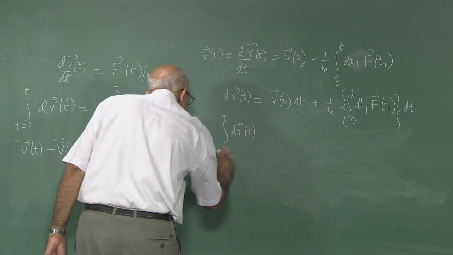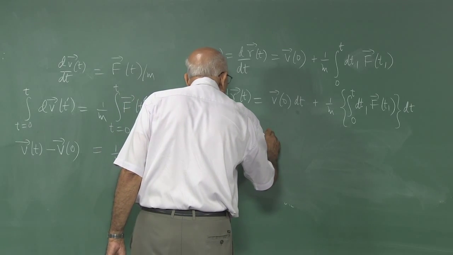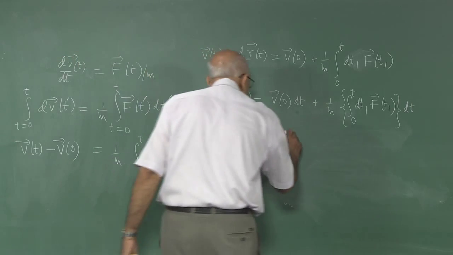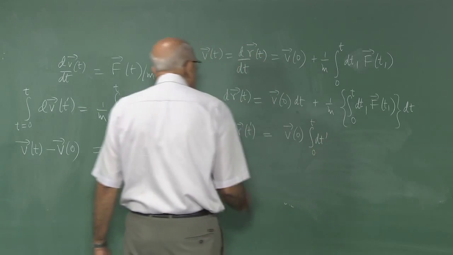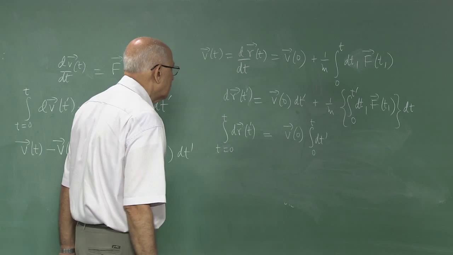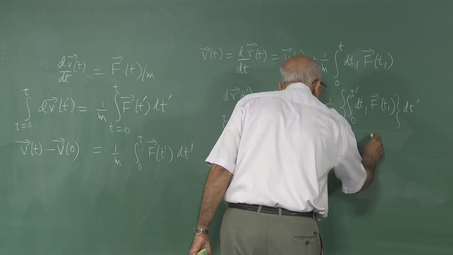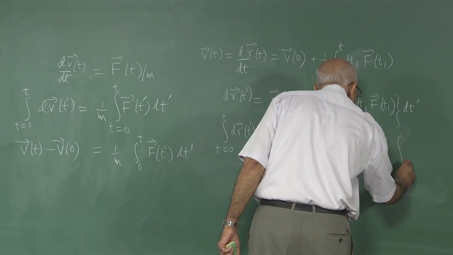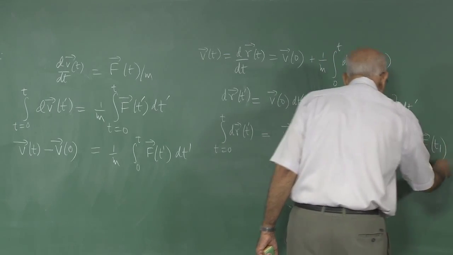dr of t, t equal to 0 up to t, dr of t prime is equal to, on the right hand side you get v of 0, that is a constant vector, times the integral from 0 to t of dt prime. So the first step is to call this t prime everywhere, t prime in that fashion, and then dt prime, and the next step is to say this is 1 over m, an integral from 0 up to t dt prime, integral from 0 up to t prime dt1 f of t1.